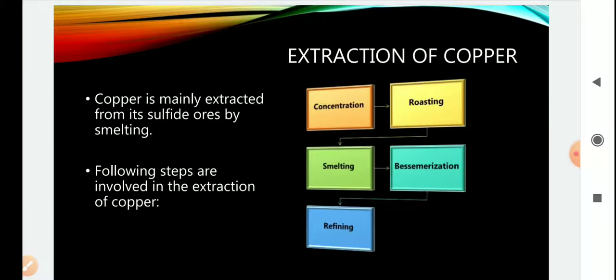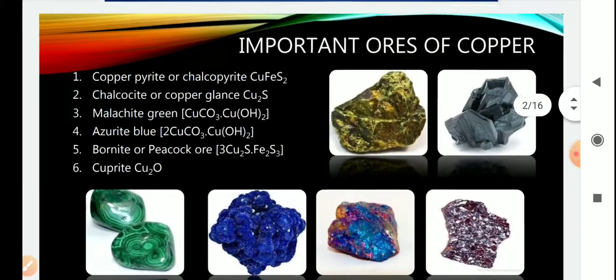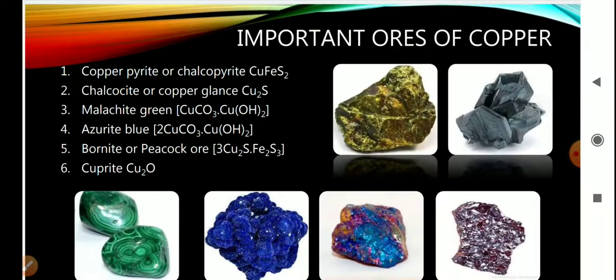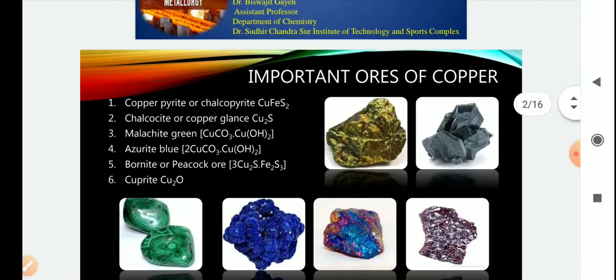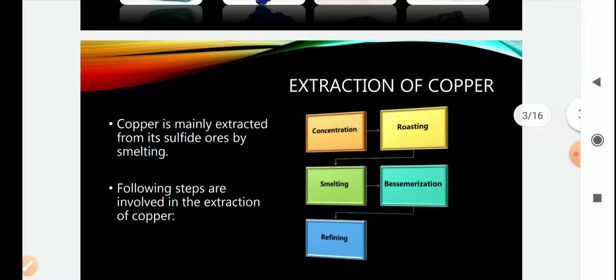If you look at the examples of the ores of copper, you see that most of the copper ores are sulfide salts. So copper is mainly extracted from its sulfide ore by smelting. We'll discuss the process of smelting in detail, obviously.